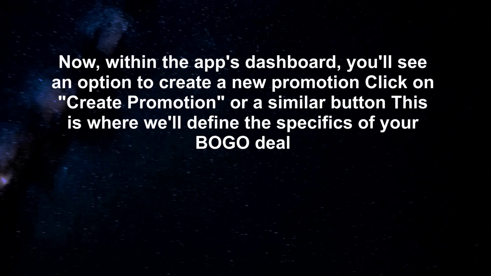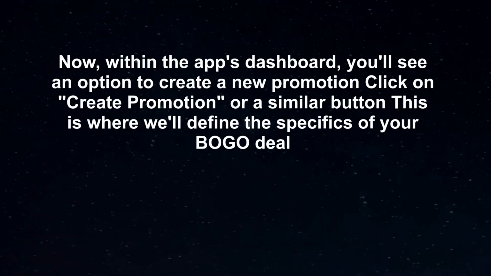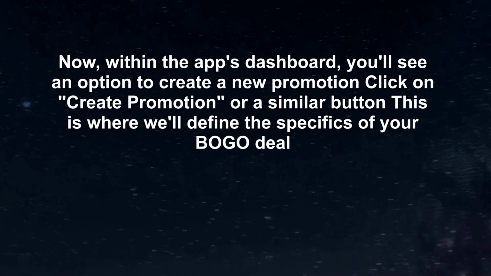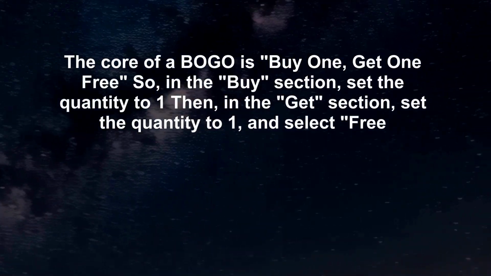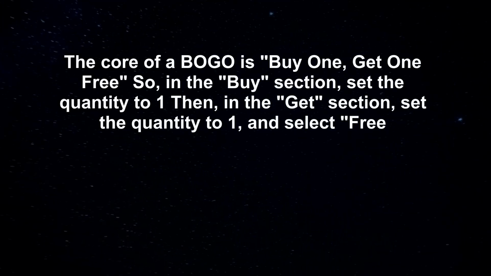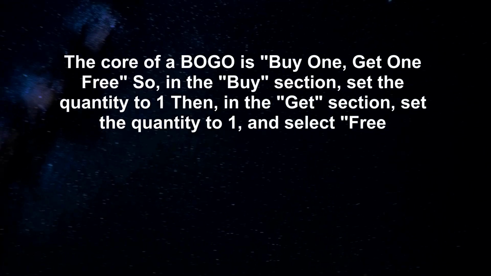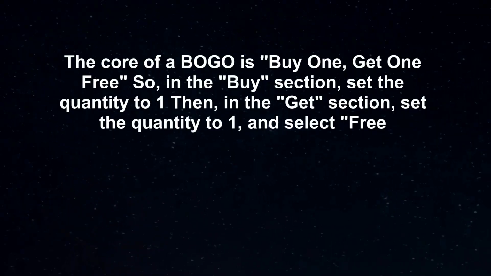Now, within the app's dashboard, you'll see an option to create a new promotion. Click on Create Promotion or a similar button. This is where we'll define the specifics of your BOGO deal. The core of a BOGO is buy one, get one free. So, in the Buy section, set the quantity to 1. Then, in the Get section, set the quantity to 1 and select Free.